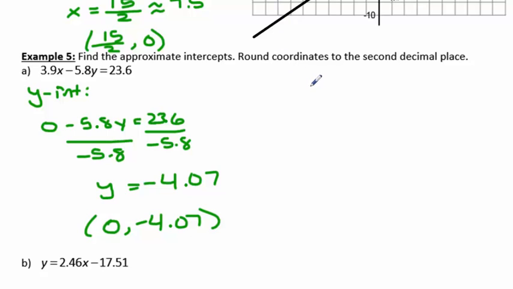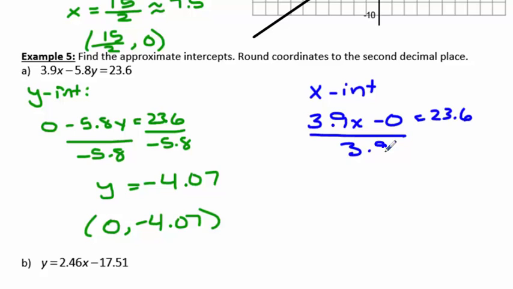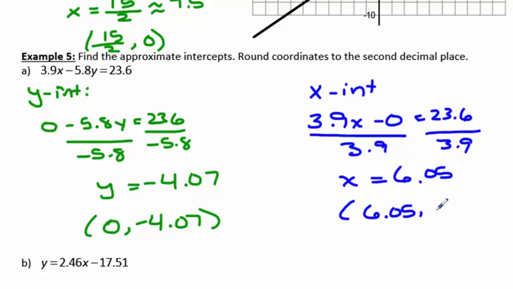We're going to do the same thing for our x-intercept. When I want the x-intercept, we plug the 0 in for y. So here I've got 3.9x minus 0 equals 23.6. 3.9x minus 0 is 3.9x. So you're going to divide both sides by 3.9 to solve. And you'll get that x is equal to 23.6 divided by 3.9, which gives you 6.05 if you round to 2 places. So the x-intercept is 6.05, comma 0.